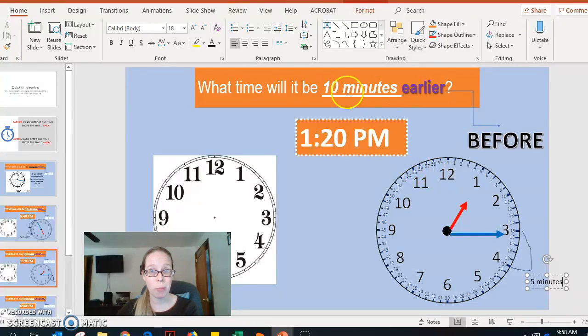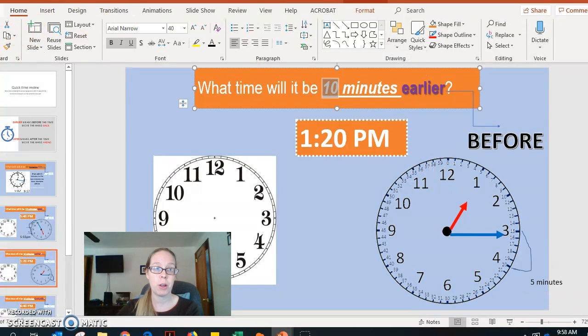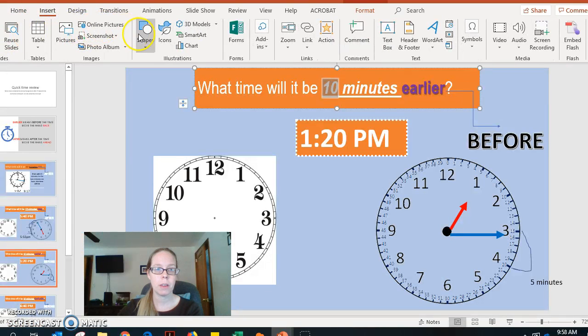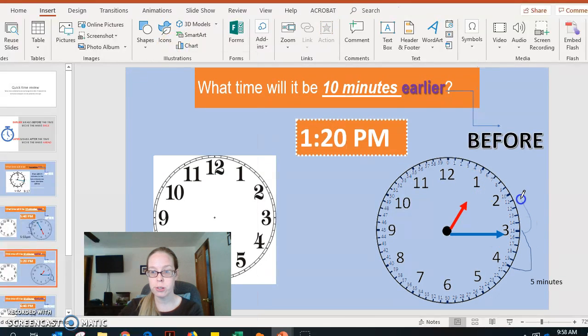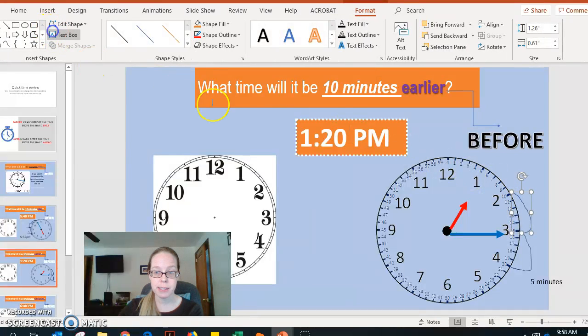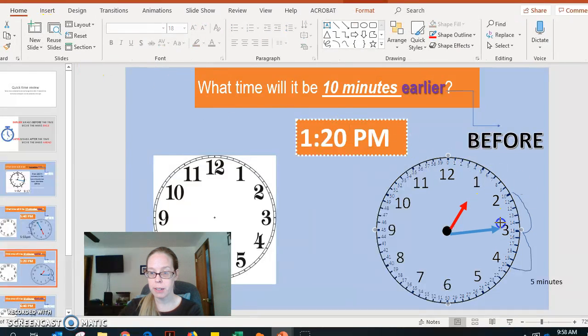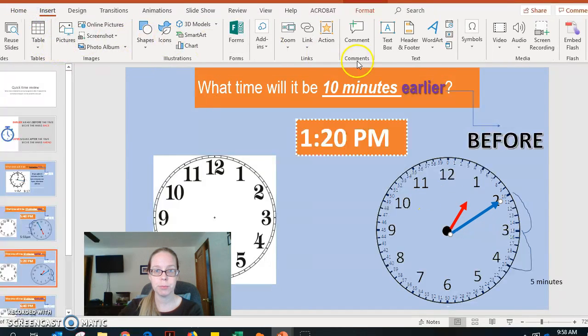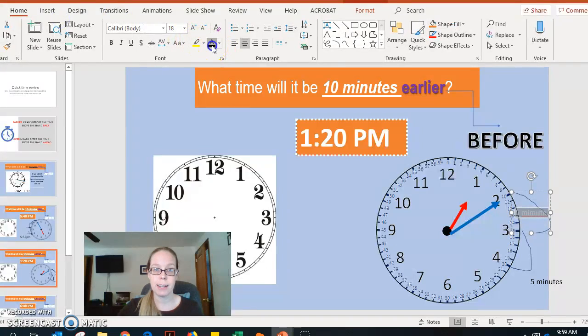Then I'm not done because I have to go back 10 minutes. So if I go back from my 3 to my 2, that's another 5 minutes. Move my hand back another 5 minutes. There's my 10 minutes. Went back 10 minutes. Let me make that black so you guys can actually see it.